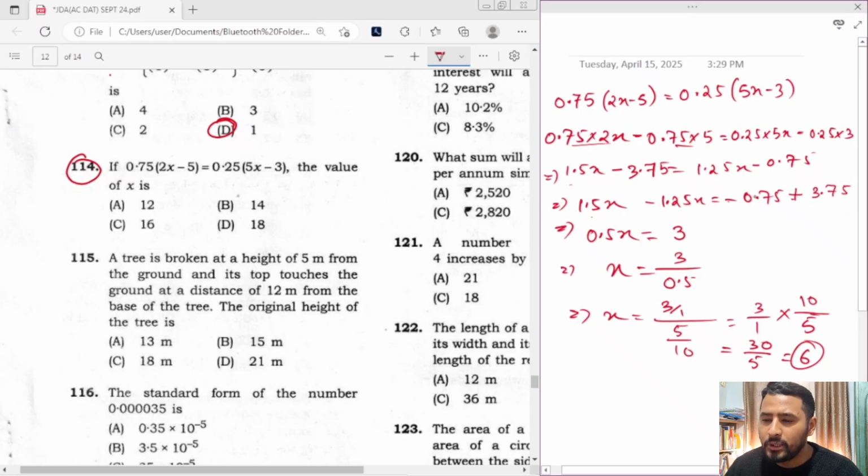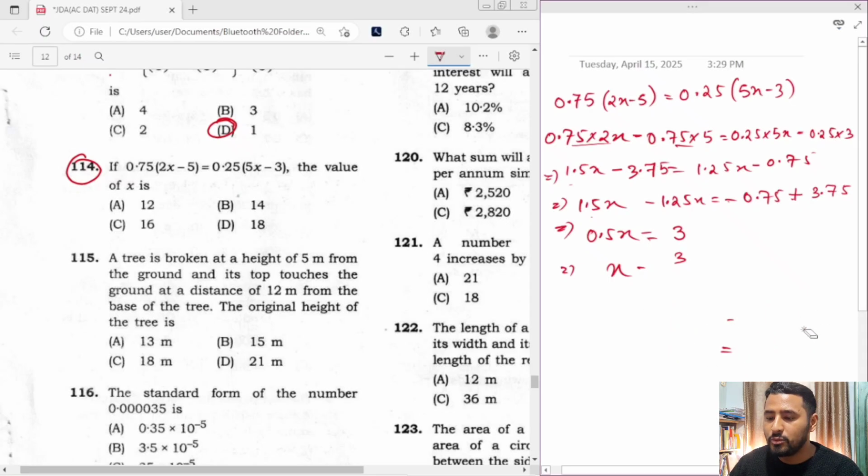So the answer will be, sorry, I made a mistake somewhere. 3.75 minus 0.75 will be 3, and 1.5 minus 1.25 should be 0.25. I'm so sorry, I've made a mistake here. When you subtract 1.25 from 1.5, we'll get the remainder as 0.25.